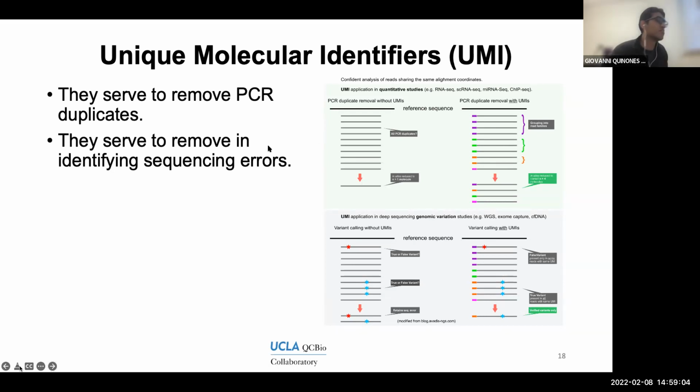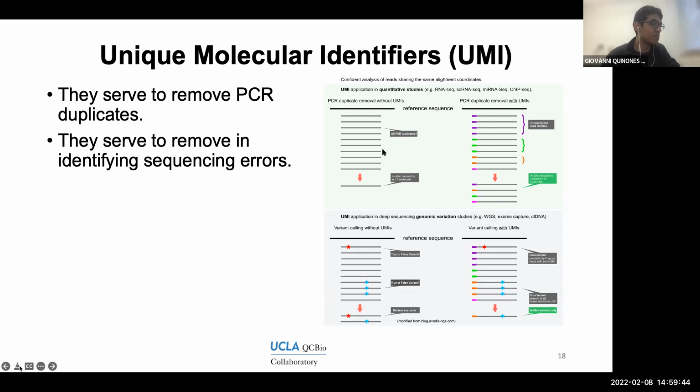Here I highlight two aspects of the analysis that are facilitated thanks to the UMI. The first one is to remove PCR duplicates. Maybe here we can do a show of hands. Who has heard about PCR duplicates before? Okay, we have a few people who know.